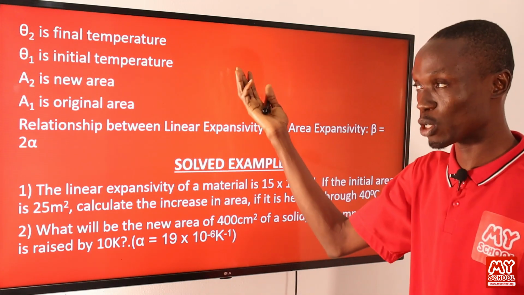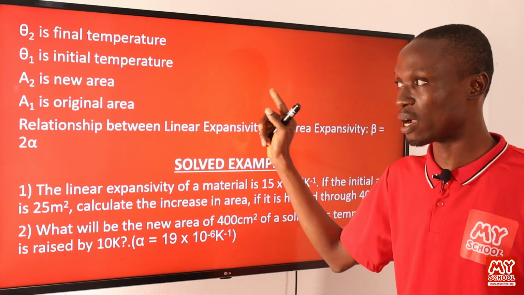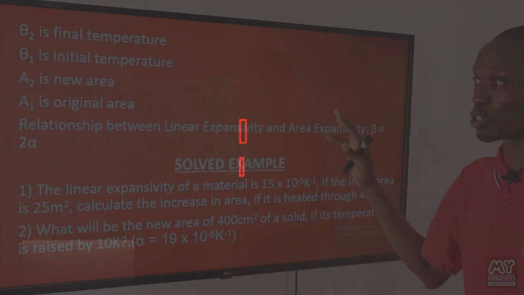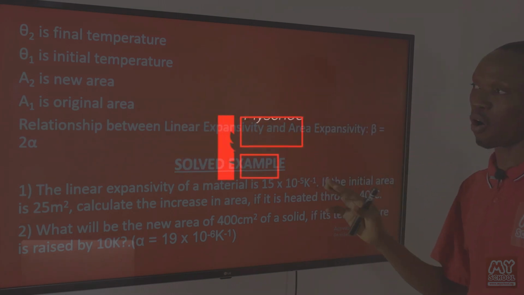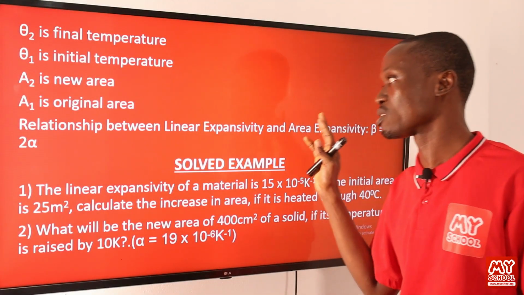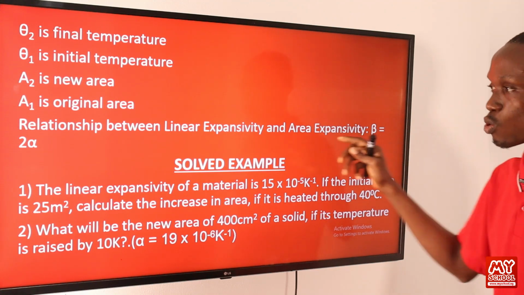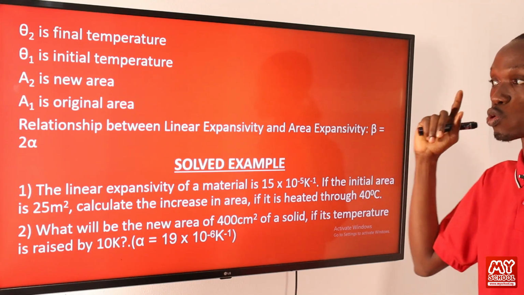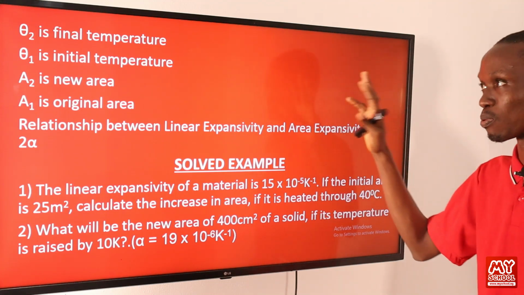Theta 2 is the final temperature, theta 1 is the initial temperature, A2 is the new area, and A1 is the original area. It is good to note the relationship between linear expansivity and superficial or area expansivity. The relationship between these two types of expansivity is beta equals 2 alpha, meaning area expansivity is equal to 2 times linear expansivity.